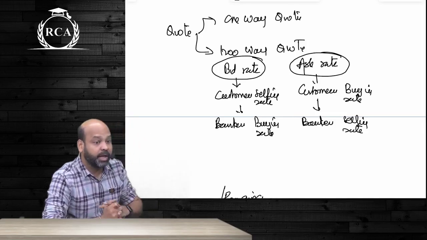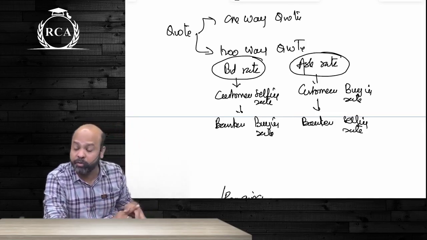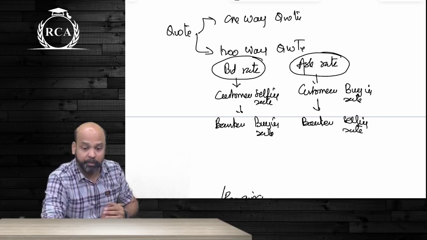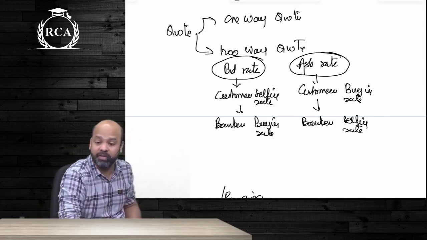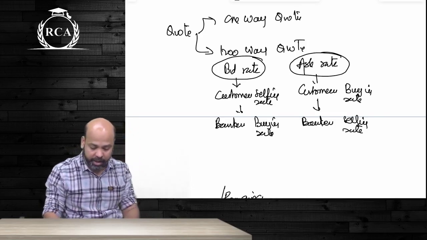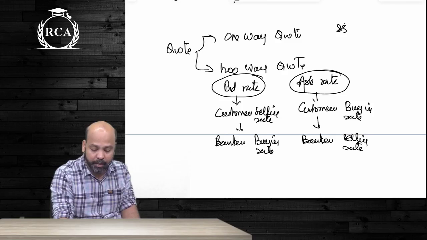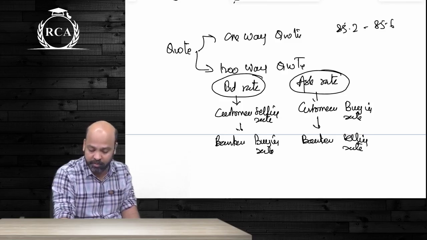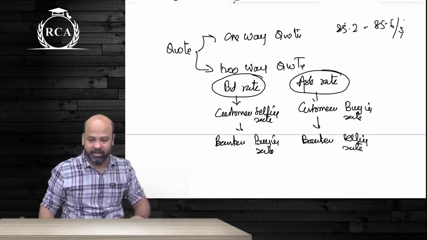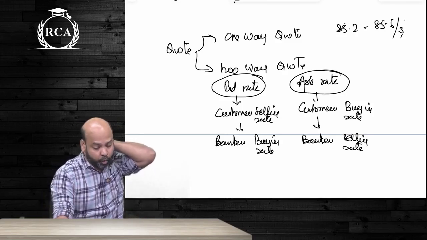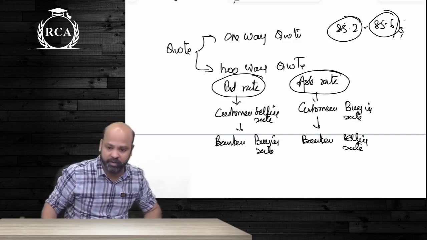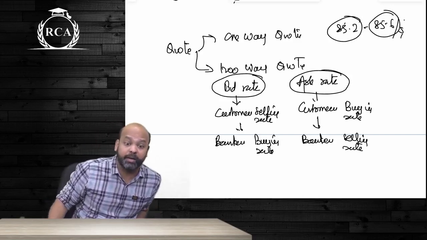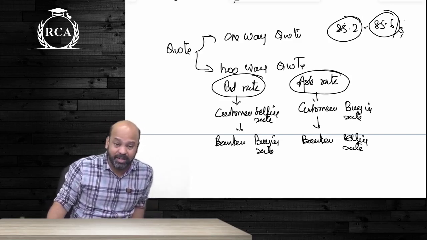The words bid rate and ask rate have been coined from the viewpoint of the dealer, from the viewpoint of the banker. A banker would always buy at a lesser rate and always sell at a higher rate. So in case I give you 85.2 to 85.6 rupees per dollar, it means that a banker would be buying dollars from you at 85.2 and selling dollars to you at 85.6. Bid rate is the banker's buying rate, ask rate is the banker's selling rate.